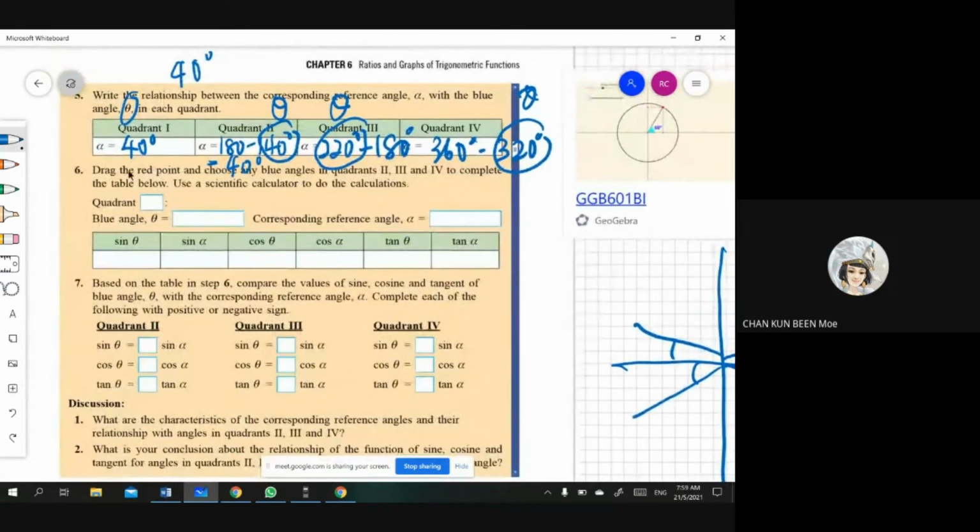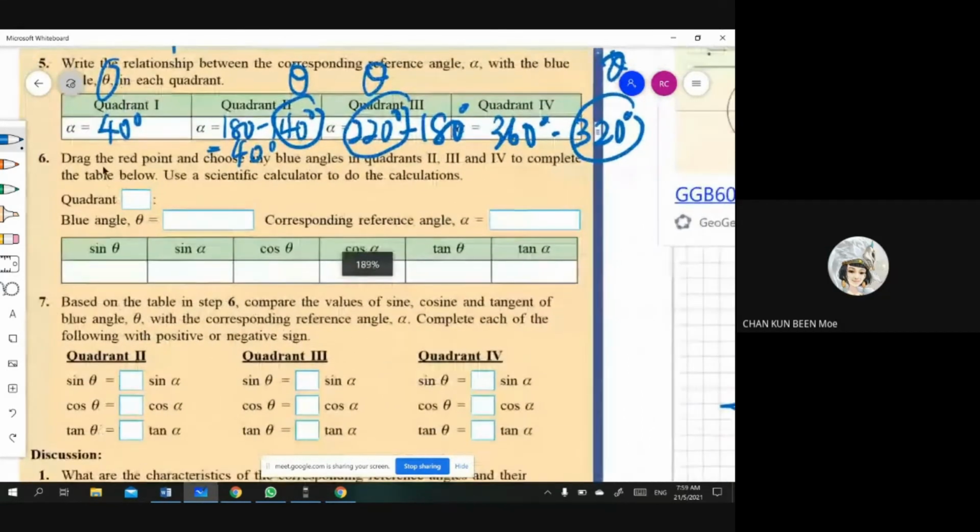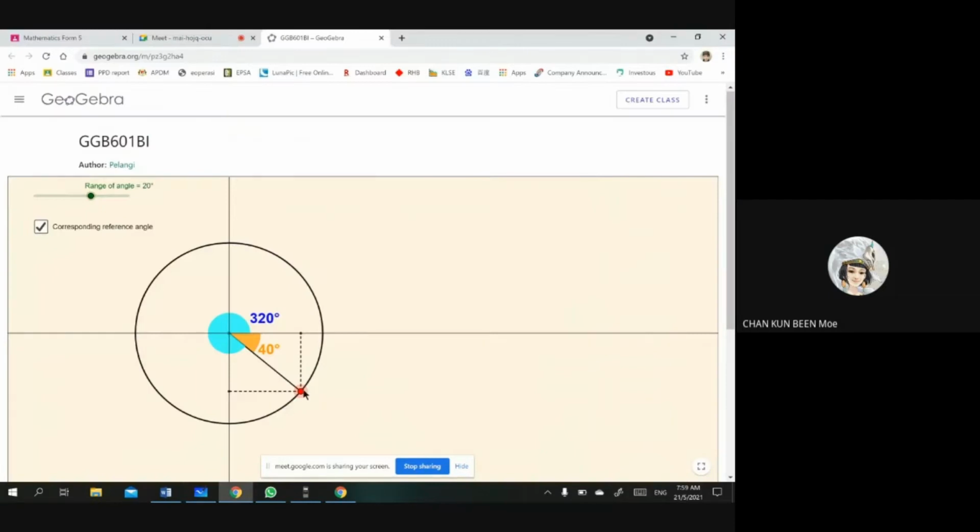Okay, so now if you look at number 6 over here, drag the red point and choose any blue angle in quadrant 2, 3, 4 to complete the table below. Use a scientific calculator to do the calculation. For example, in quadrant 2. So I move it to quadrant 2, for example. The theta is equal to, I can change the value over here, 150. For example, the theta is equal to 150 degrees.